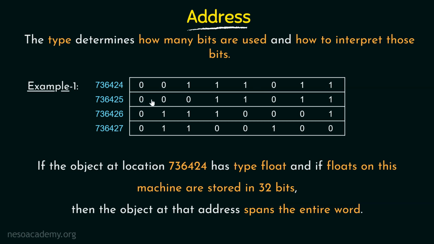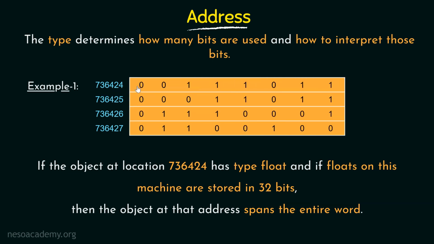So we have 8 here, then 16 here, 24, 32. So we have to count from here till here in order to store a float data type. So if a float is stored at 736424, we are talking about the entire word here from the beginning till the end. So we see that by knowing the type of data that is stored at a particular address, we can see how many bits it spans. So I hope you understood how floats are stored if 32 bits are used for storing the float data type. So it is from here till the end.